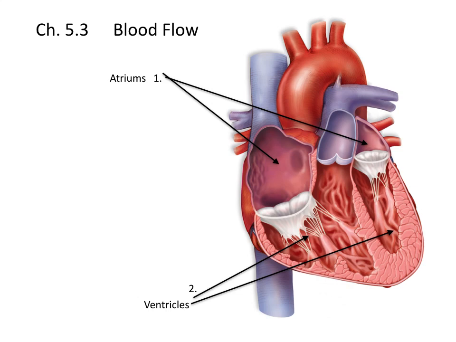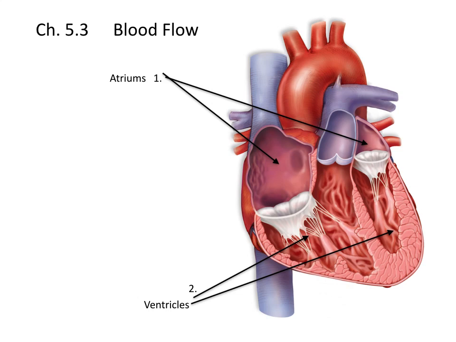The bottom chambers are the ventricles. So again, we'd say the right and left ventricle. I usually tell my students to remember this because A comes before V in the alphabet. So the atriums are on top, the ventricles are on the bottom.